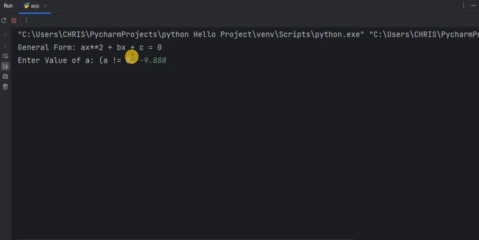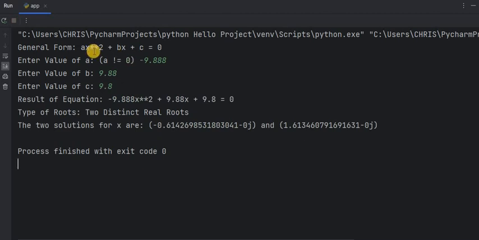9.888. Enter value of b. So we have b equals 9.88. Enter value of c. We have c is 9.8. Result of equation. So we have negative 9.888x squared plus 9.88x plus 9.8 equals 0.